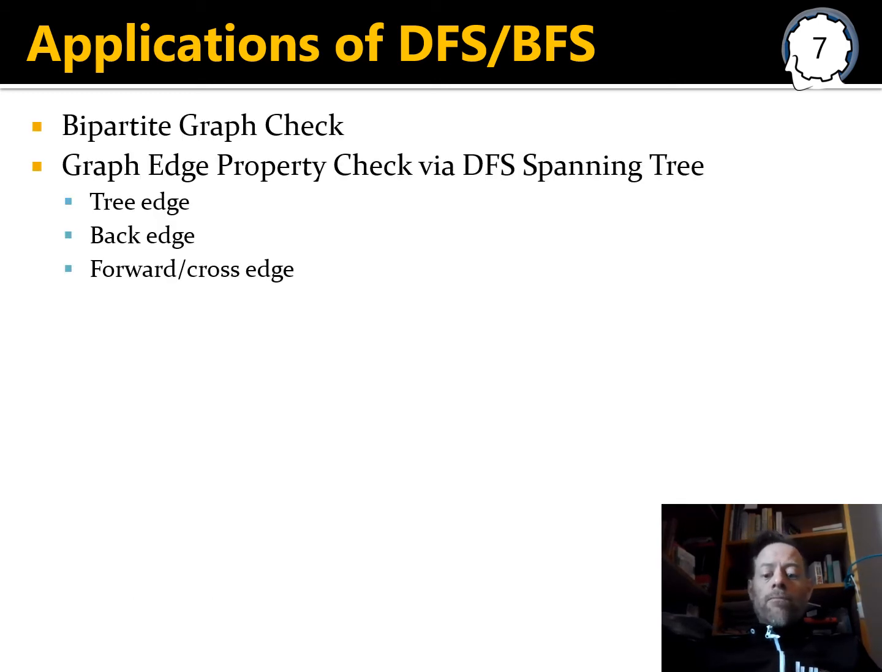We can also use depth first search to do a bipartite graph check. This is the question of whether you can separate the nodes into two sets, where edges in one set always go to the second set. So there are no edges within a set, only between the two sets. And this we can do also with depth first search. We'll talk more about bipartite graphs at a later lecture. We can also use depth first search to find different types of edges: tree edges, back edges, forward and cross edges, and so on.